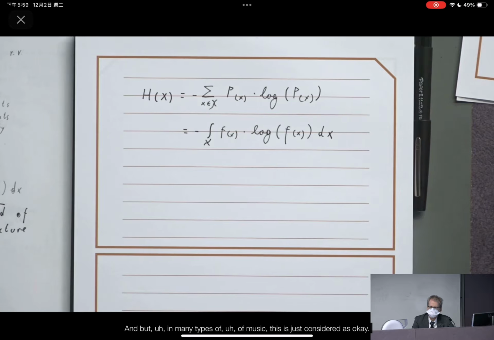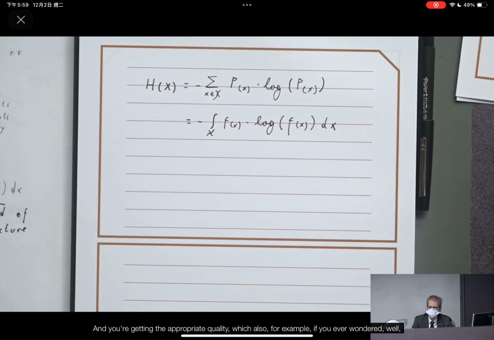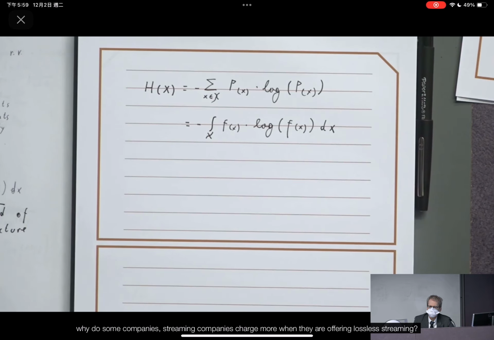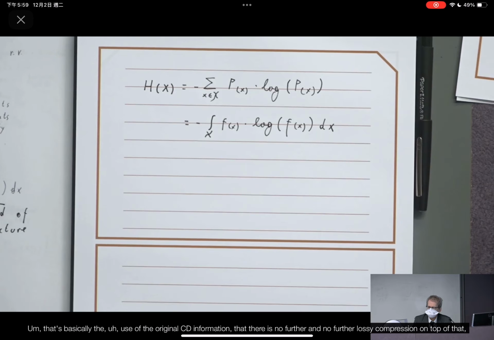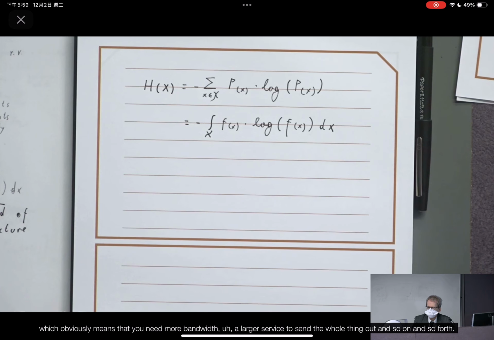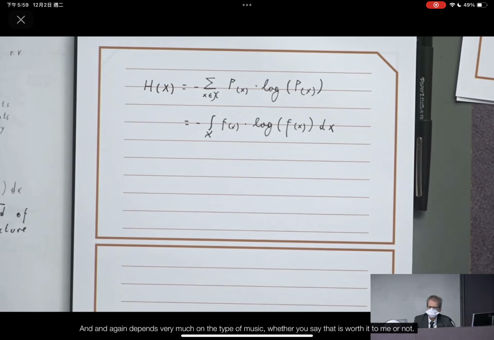But in many types of music, this is just considered okay, and you're getting the appropriate quality. Also, for example, if you ever wondered why some streaming companies charge more when they're offering lossless streaming, that's basically the use of the original CD information. There is no further lossy compression on top of that, which obviously means that you need more bandwidth, a larger service to send the whole thing out, and so on and so forth. And again, it depends very much on the type of music, whether you say that is worth it to me or not.